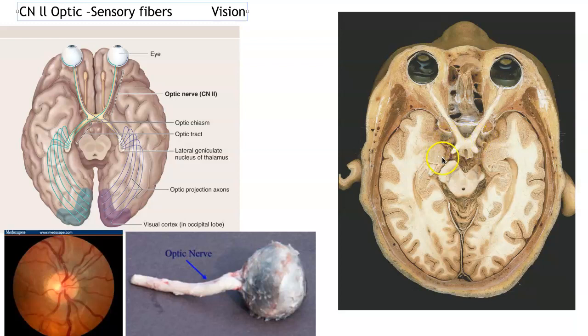Remember? And your visual cortex, this information is going to be taken back to what lobe is back here? To the occipital lobe. That is your visual cortex. That's where it's going to be interpreting that visual sensory information. So that was cranial nerve 2.